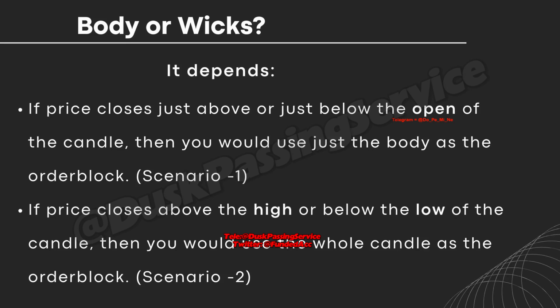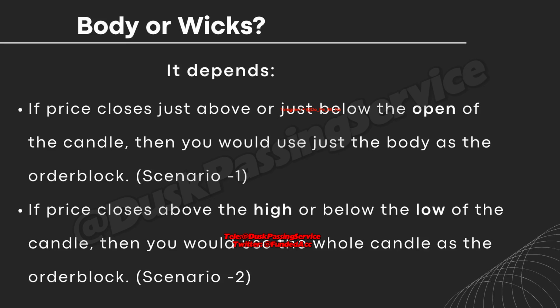So it basically means that if price closes below or above just the open of the candle that purged liquidity or filled liquidity, instead of closing above or below the high or the wick, then in that case you would only use the body, because it hasn't yet closed below or above the wick, so you can't choose the wick in that case. So that's the first scenario.